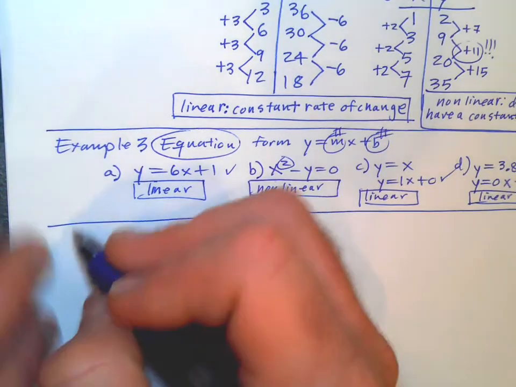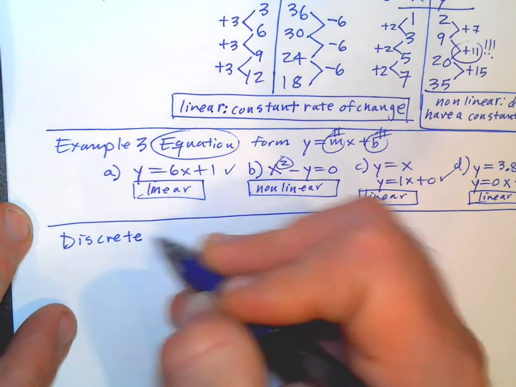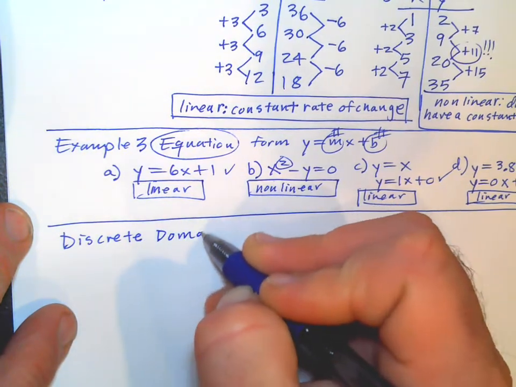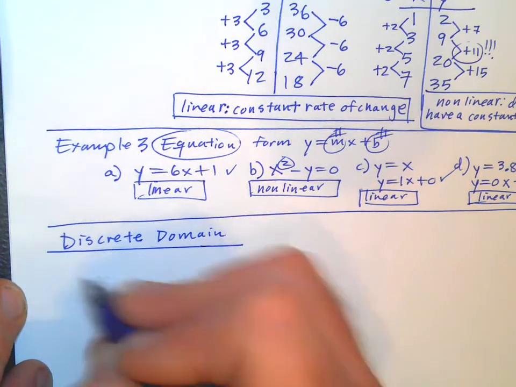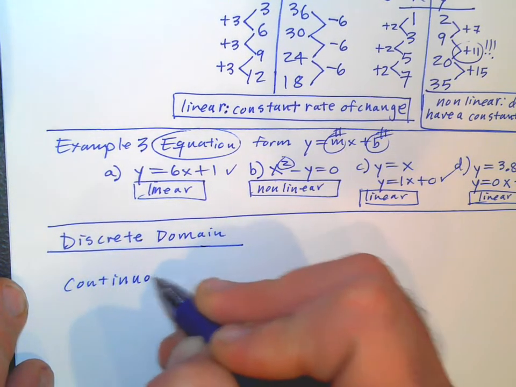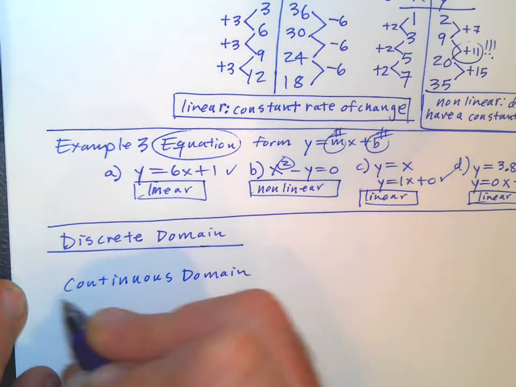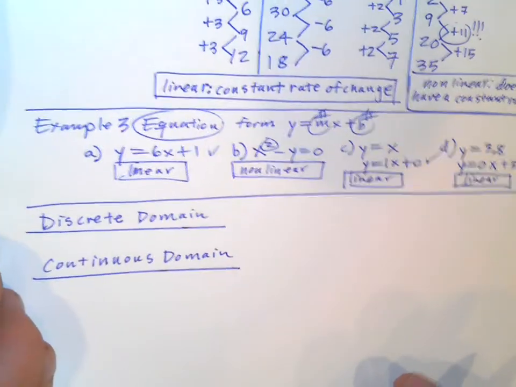Now we're going to talk about a couple different types of domain. We were talking about domain before. So there's something called a discrete domain, and a continuous domain. So what's the difference? I think I probably mentioned it last time we took notes.